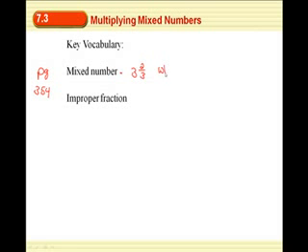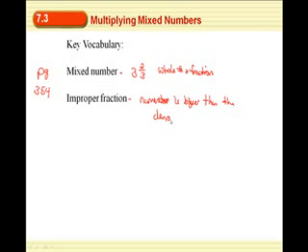So it has a whole number and a fraction. Okay, an improper fraction is when the numerator is bigger than the denominator. So an example would be like 9/8. That would be an improper fraction because the numerator is bigger than the denominator.